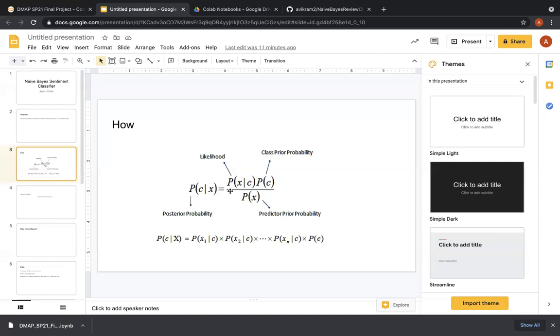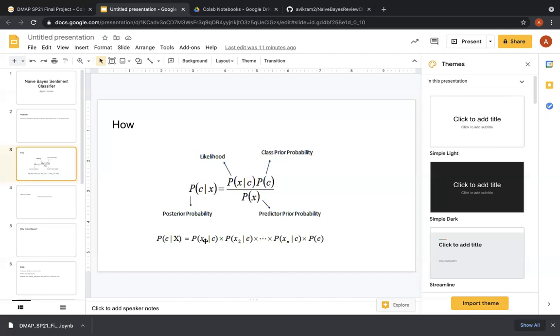So going back to the likelihood probability, the P of X given C, with X being the words in the review given the class, thanks to an important assumption that naive Bayes makes, which is known as the assumption of conditional independence, this calculation of the likelihood probability can be simplified.